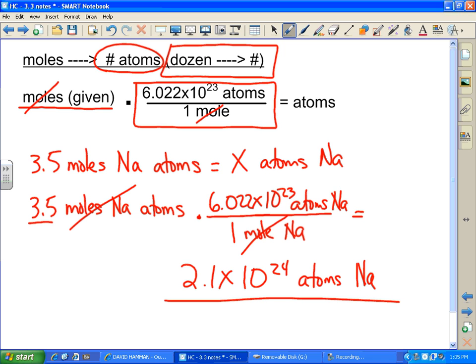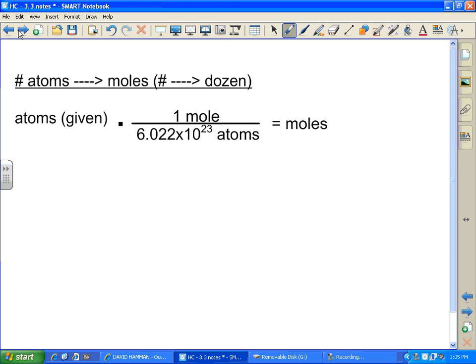Now what we've done is gone from moles to atoms, which is similar to going from dozens back to the number of objects. We can go the other direction. Now we'll start off with a calculation that has a specific number of atoms that we're given, and we're trying to find how many moles are in that sample size. Again, to make a comparison, it would be going from a number of objects into dozens. For example, we have 77 pencils. How many dozens of pencils do we have?